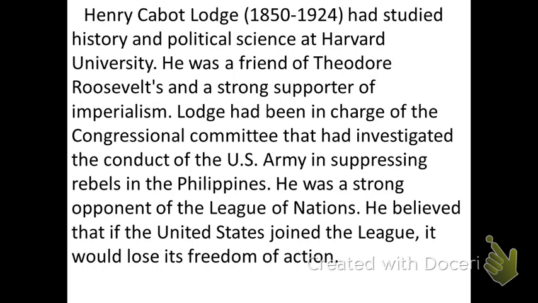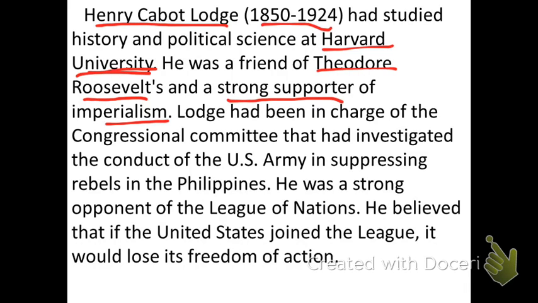Let's go on to our next slide and look at the leader, the individual who was pushing against the Treaty of Versailles. His name is Henry Cabot Lodge, and there is this information about when he was born and when he died. He studied history and political science at Harvard University. An educated man from a well-to-do background. He came from money and privilege. He was a friend of Teddy Roosevelt and a strong supporter of imperialism. I think we talked about Henry Cabot Lodge earlier when we were discussing our chapter on imperialism.